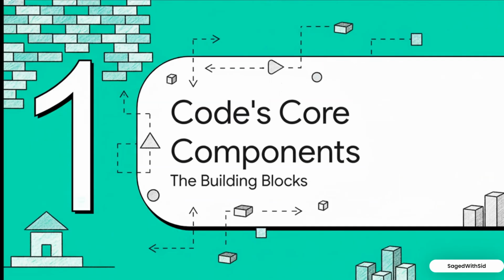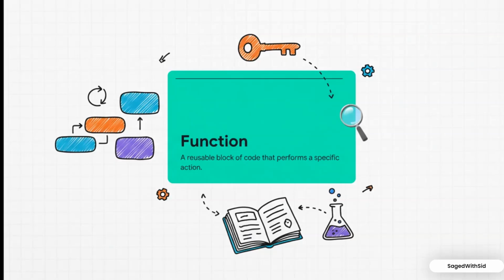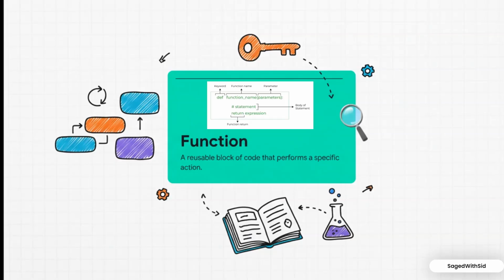All right, let's dive right into part one, the core components. You know, every great structure has to start with the most basic materials. And in the world of code, that means understanding the fundamental building blocks. The first, and maybe the most essential building block, is the function. The best way to think of it is like a named, reusable recipe.